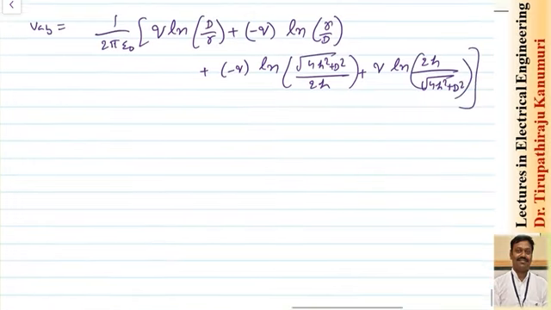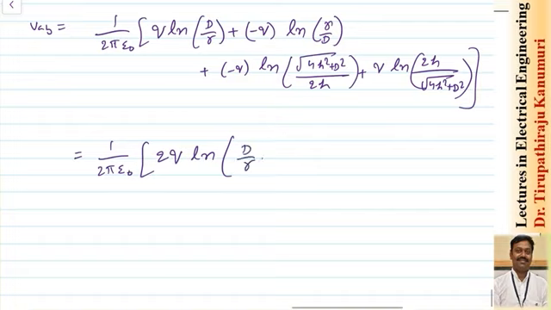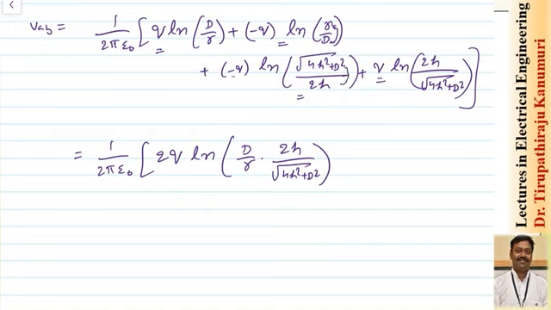So this I can further simplify. This will become equal to 1 by 2 pi epsilon naught into 2q ln of D by R into 2h divided by square root of 4h square plus D square. Wherever q is there, here and here, I have combined them together. Similar is the case for minus q. Minus q means this minus I can take inside, so D by R will interchange. Same thing, if you take the minus inside, this will interchange. So this will become plus q into this one.